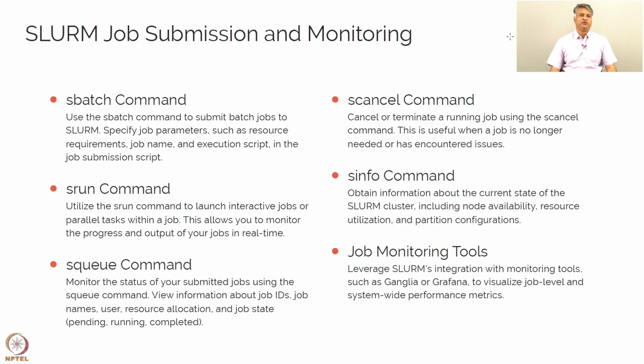So now let us look at a few SLURM job submission and monitoring commands. The command that you'll use to submit your jobs into the queue is called sbatch. It specifies job parameters such as the resource requirements, i.e. the number of nodes, number of cores, whether it's a GPU queue or a CPU queue. It gives the name for that specific job and provides the execution script. You can use the srun command to launch interactive jobs or parallel tasks within a job. This allows you to monitor the progress and output of your jobs in real time.